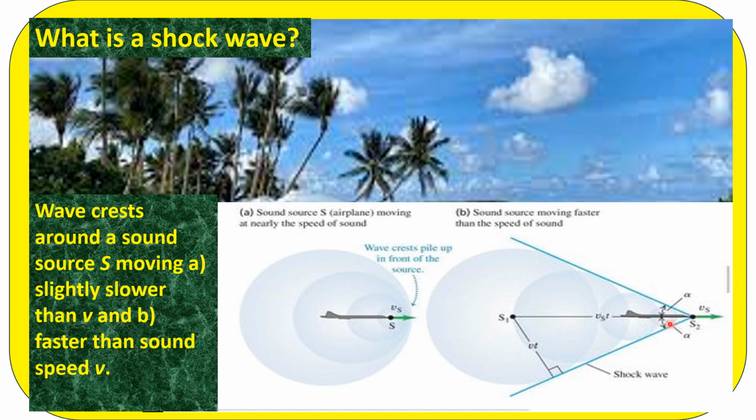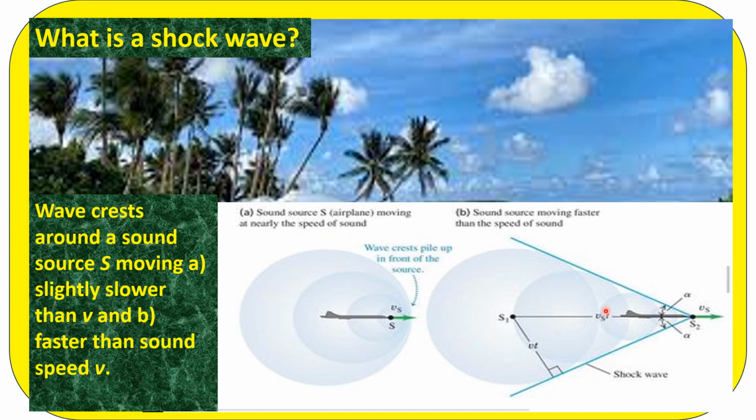You can see that the circular crests interfere constructively at points along the blue line that makes an angle alpha with the direction of the airplane velocity, leading to a very large amplitude wave crest along this line. And this large amplitude crest is what we call a shock wave.